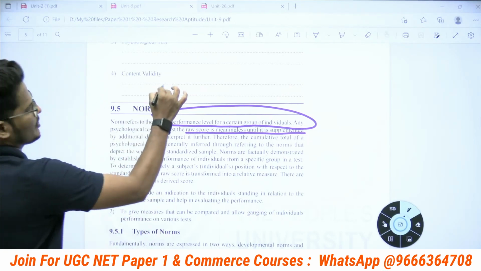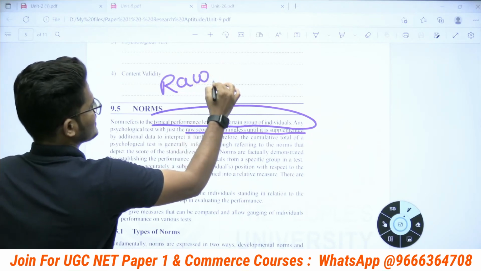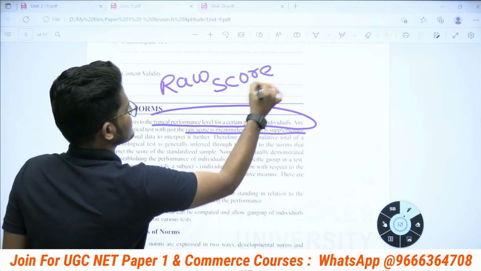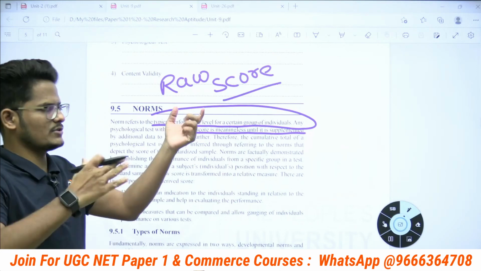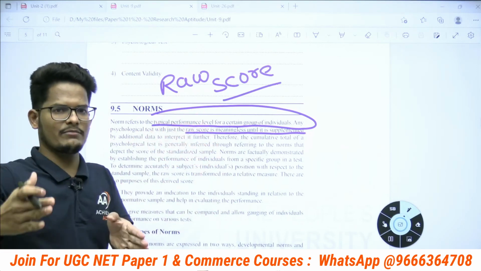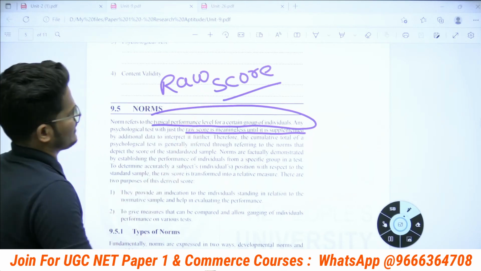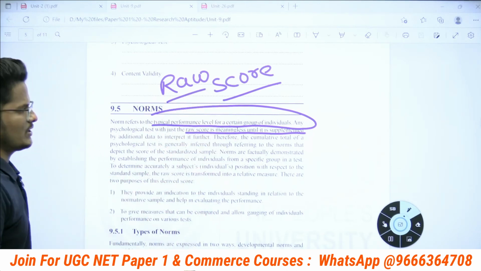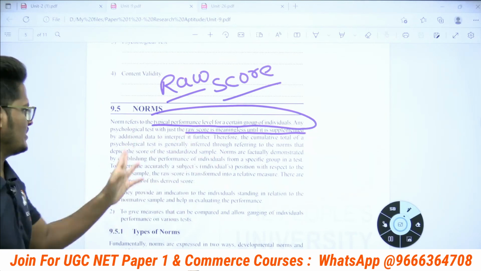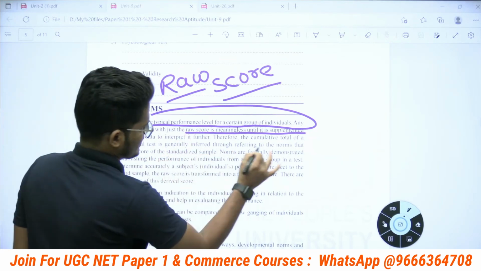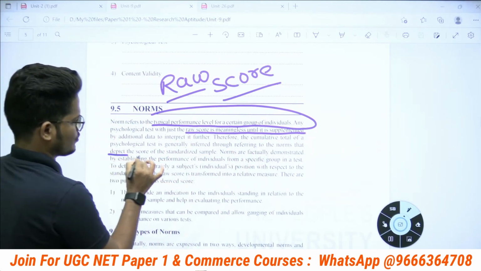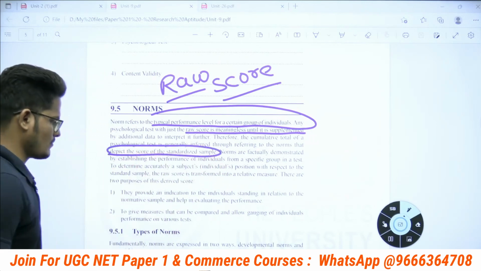raw score is meaningless because a raw score is something which doesn't have any analysis. We can't do analysis of the raw score. Raw scores should be arranged in a systematic manner and purified, and when you add analysis tables and all, then only will it have a proper meaning to interpret further. Therefore, the cumulative total of a psychological test is generally inferred as norms that depict the score of the standardized sample.